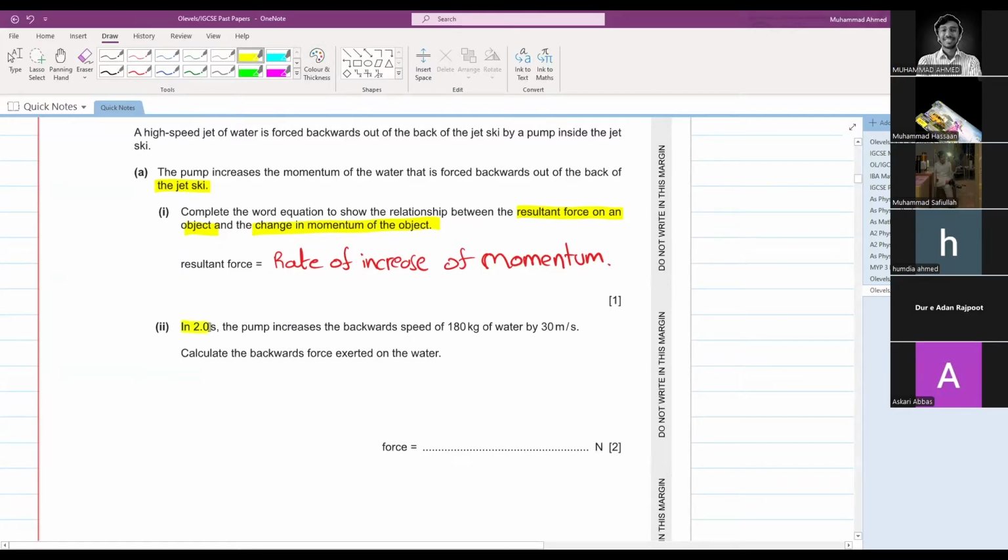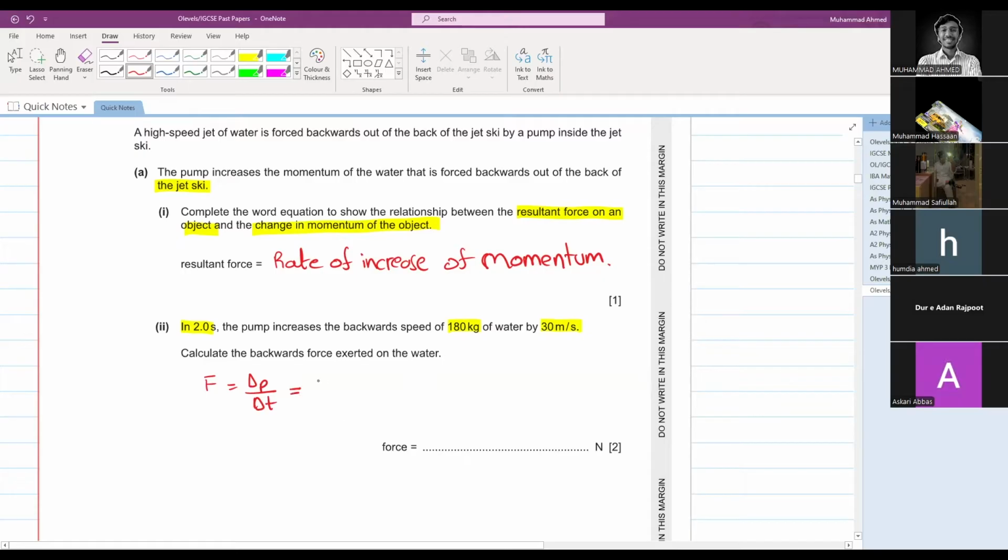ठीक है? In 2 seconds, the pump increases the backward speed of 180 kg of water by 30 ms minus 1. Calculate the backward force exerted on water. So you have to calculate backward force. Force का formula या definition क्या होती है? Change in momentum over change in time.